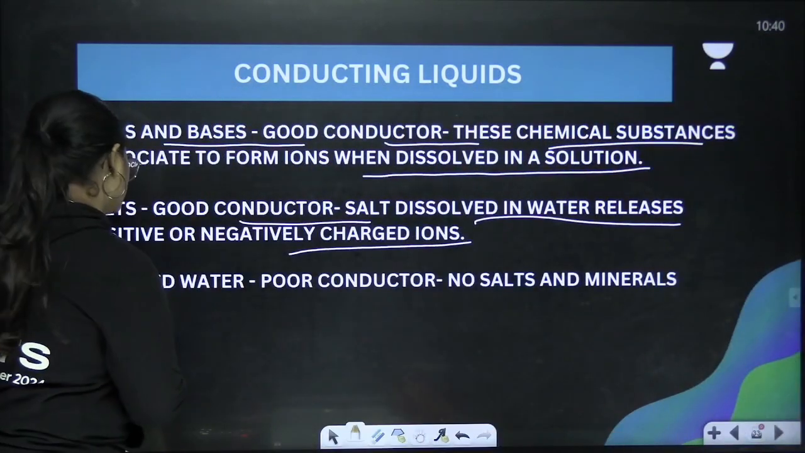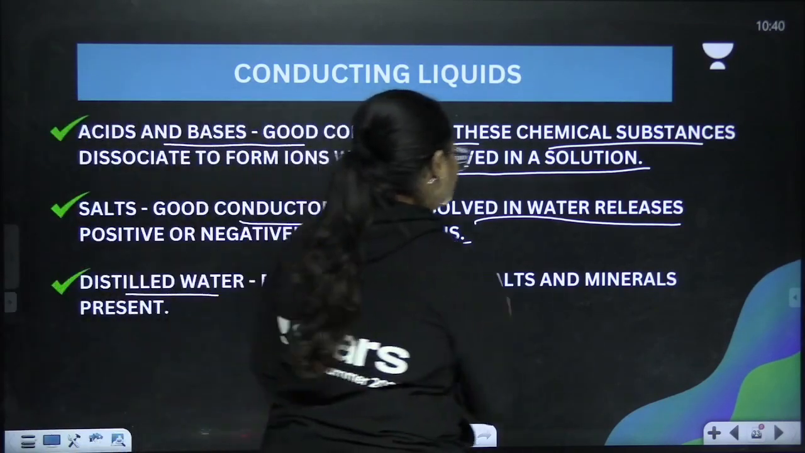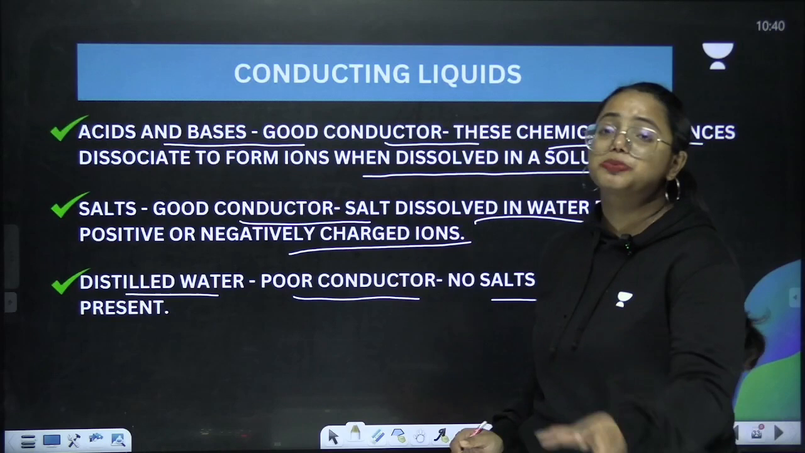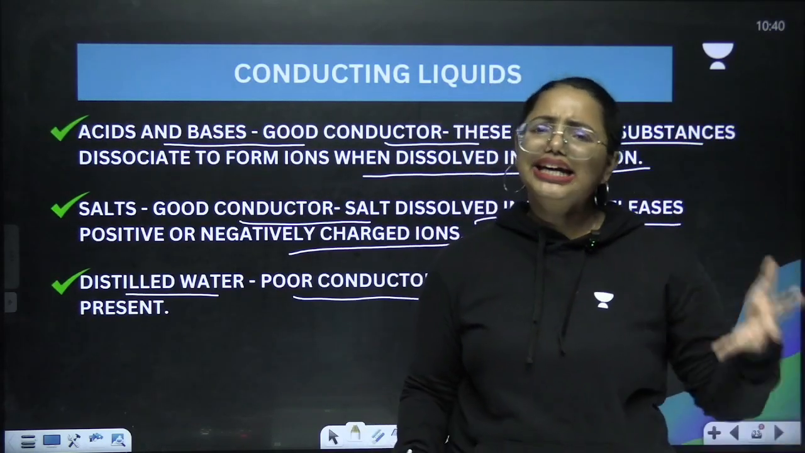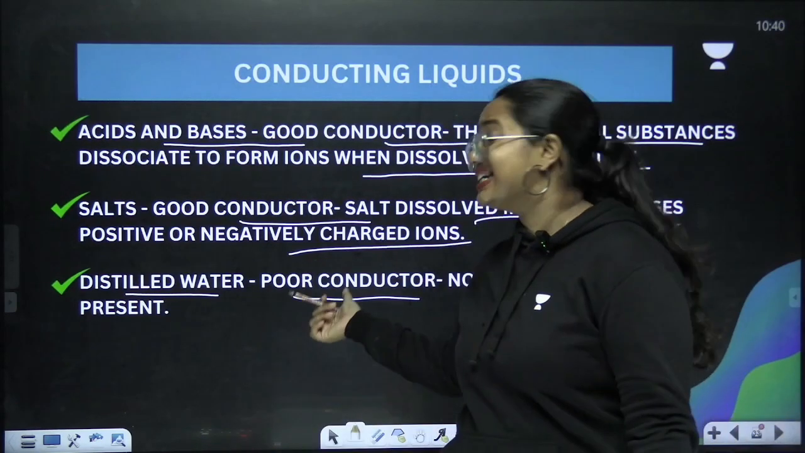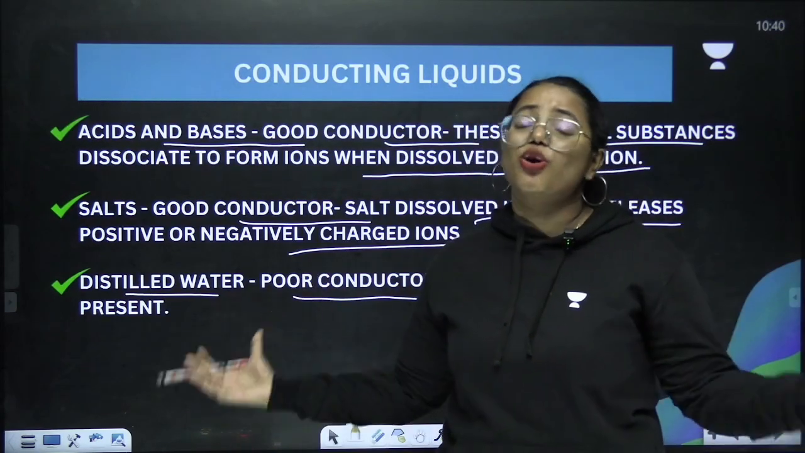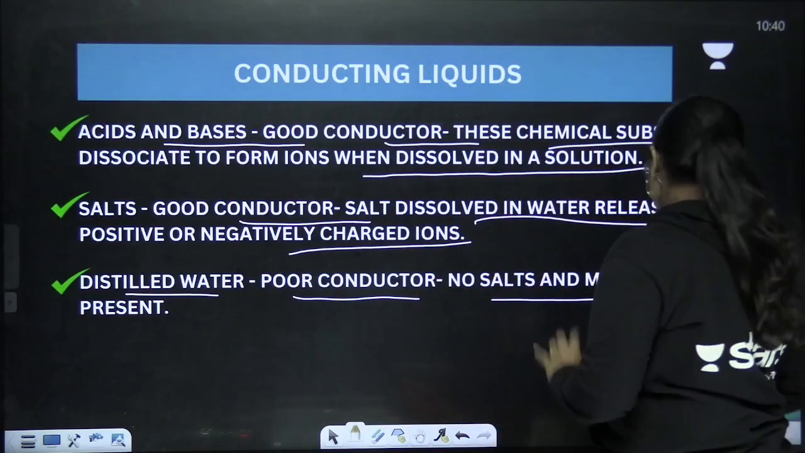And what about distilled water? I told you, right? It is a poor conductor. Why? Because there are no salts or minerals present in it. Clear? If you consider normal water, it can contain a lot of salts and minerals, so this can be conducting. But if you take distilled water, there are no salts or minerals present, and that is the reason it is considered a poor conductor.